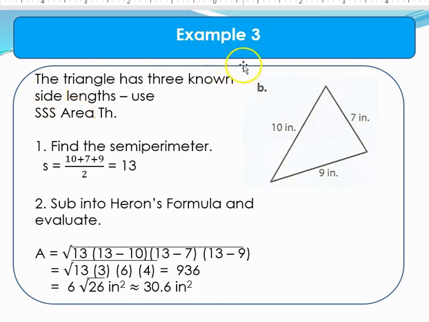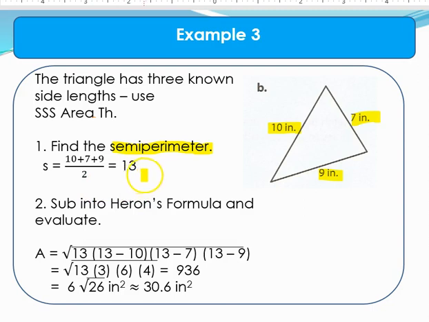Now the second half of example 3, we have a triangle that has three known side lengths, and we use the SSS area theorem. So the first thing we do is we find the semi-perimeter, and we use the formula for S, and S equals 10 plus 7 plus 9. So here they are in the triangle, 10 plus 7 plus 9, divided by 2 or multiplied by 1/2, either way, and our answer is 13.